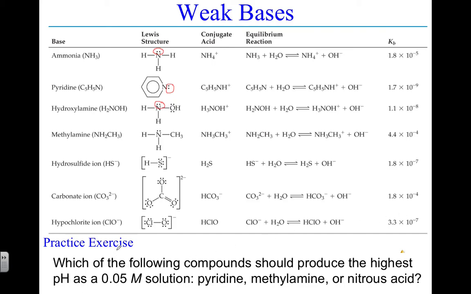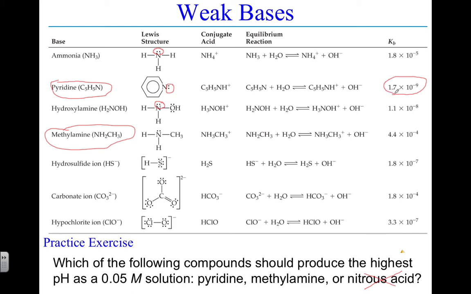So for this first practice exercise, which of the following compounds should produce the highest pH as a 0.05 molar solution? So highest pH means it's going to be the most basic. So we're looking at pyridine, which is right here, methylamine, which is right here, and nitrous acid. Okay, well, highest pH means most basic. So right away, I know nitrous acid is wrong because it's an acid, so it's going to have the lowest pH. So now between pyridine and methylamine, which is going to have the highest pH, which will be the most basic, we can look at the Kb value.